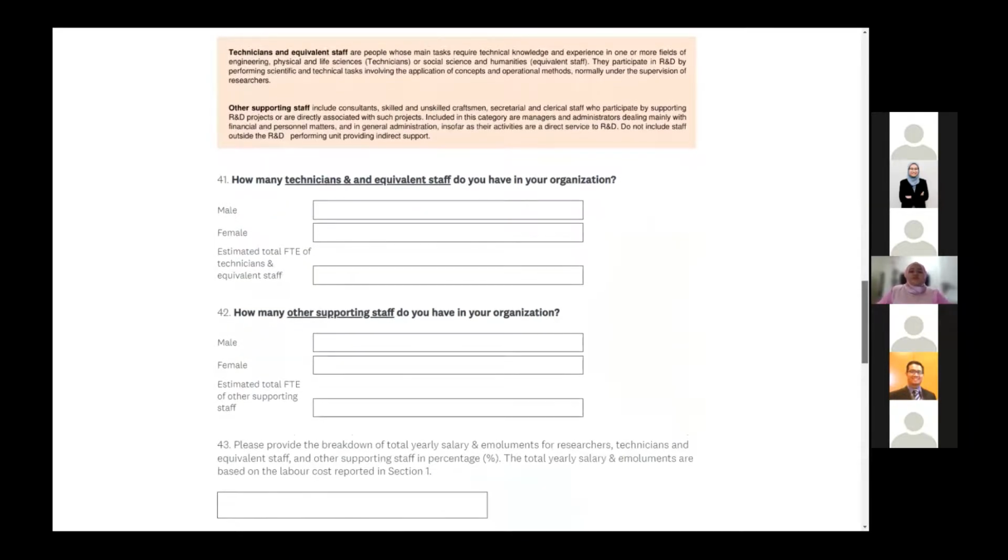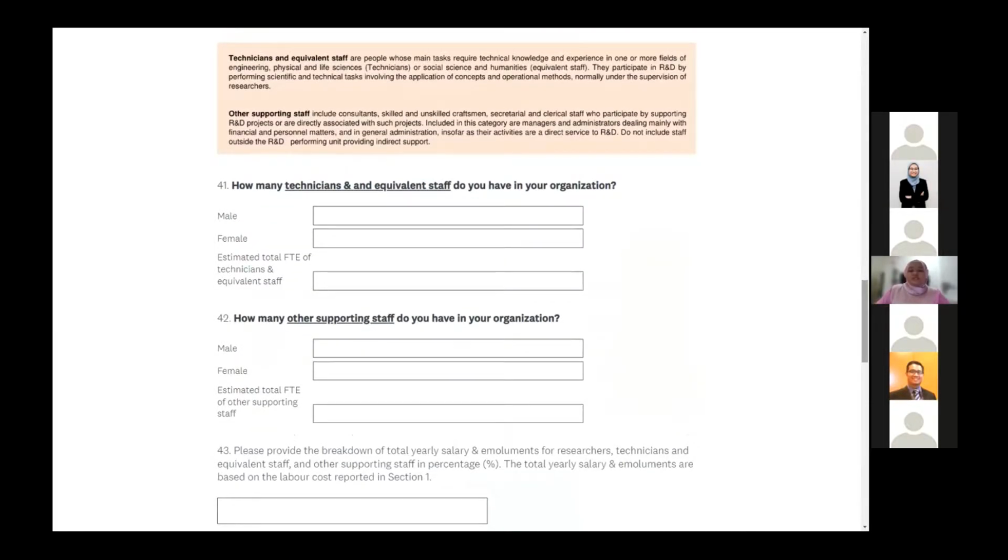For questions 41 and 42, these refer to technicians and equivalent staff, maybe your lab techs or IT managers who have helped in research and development, whereas other supporting staff could be your secretaries or your managers who do not directly contribute to research, but maybe they were the ones who helped file the notion or the grants. However, do not worry, not every one of these boxes needs to be filled. As you can see, these questions do not have an asterisk next to them, so they do not need to be answered, and you only answer those which are applicable to you.